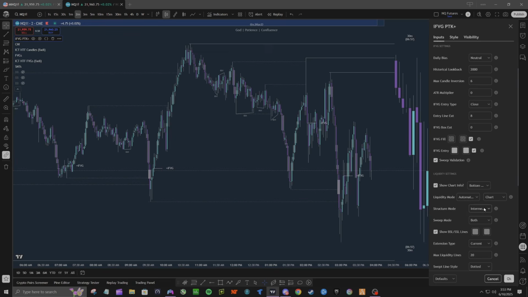And they could also have it set to manual liquidity mode or a short-term structure mode, so they're seeing all possible short-term sweeps. So there's a lot of variables that go into it. Like I said, the biggest thing is the customization aspect. So just play around with everything.